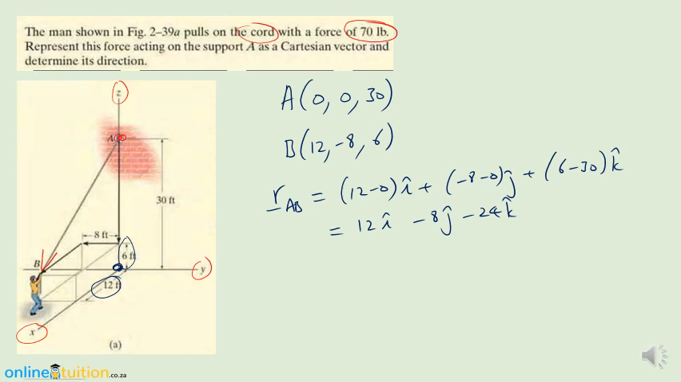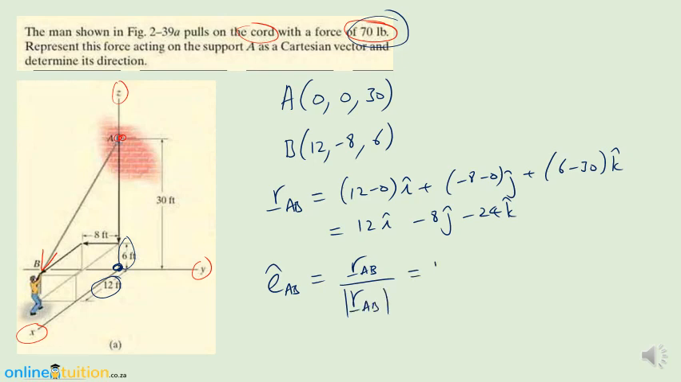Most students, what they do is they will take the 70 pounds and multiply it by RAB, and you could never be more wrong. What you want to do is create a unit vector, EAB. How do we create unit vectors? We take the vector RAB and we divide by its magnitude.